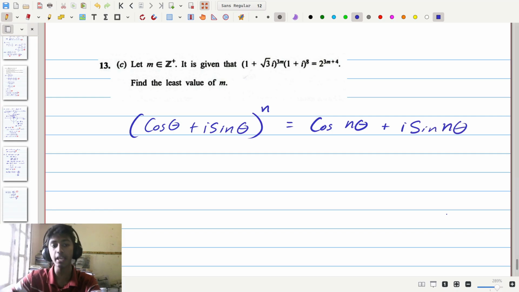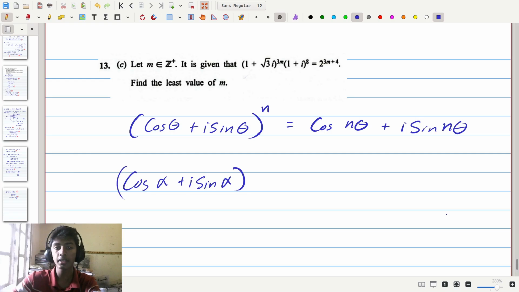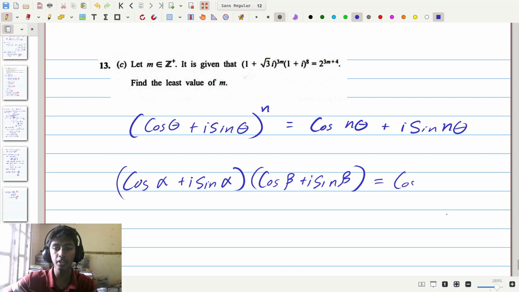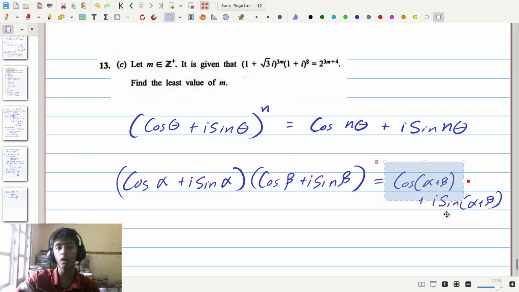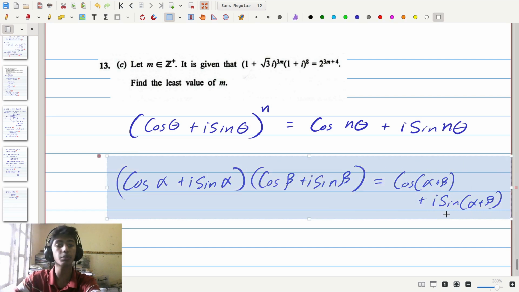Now this is a specific case of the general form where you have cosine of, let's say, alpha plus i sine alpha being one complex number with unit length, and you multiply by another complex number which is cosine of, let's say, beta plus i sine beta, and then the result of this is going to be the cosine of alpha plus beta plus i times the sine of alpha plus beta. So you can see, if alpha is equal to beta and you repeatedly multiply again and again, this is going to turn into cosine of n times that angle plus i times the sine of n times that angle. So therefore, this is what De Moivre's theorem is.